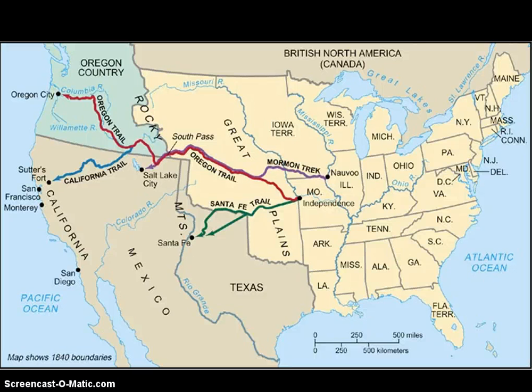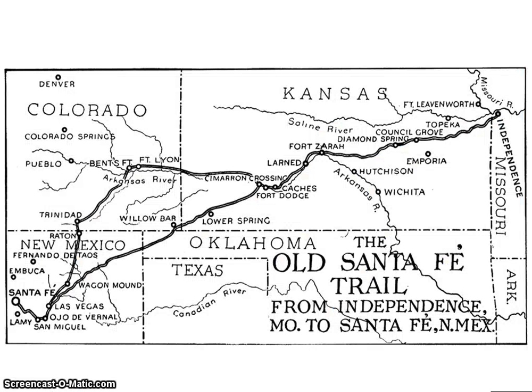Now, getting west, once the trails were rutted in, was a lot easier than before. We talked about some of the main trails, the Oregon, Santa Fe, California Trail, most of them jumping off from Independence, Missouri, which was considered the edge of civilization. Everything beyond was savage native territory.